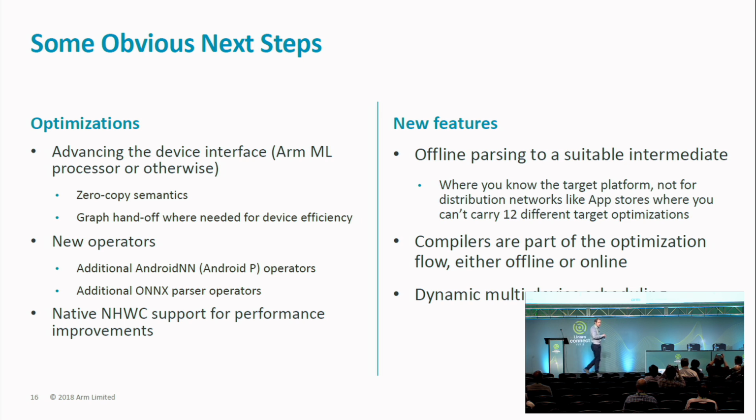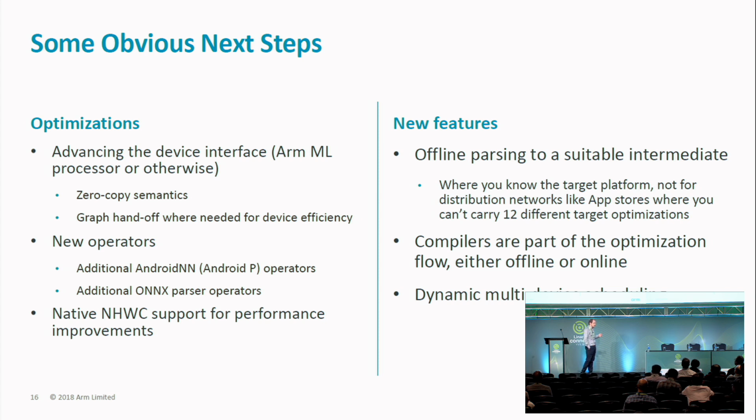So just to talk about some obvious next steps and some of the things that we hope you'll start to work with us on. The first are around optimizations: optimizations to advance the device interface to make interoperation between multiple devices more efficient, working on zero copy semantics and how to handle the graph handoff between multiple devices, adding and optimizing existing operators and adding new operators.